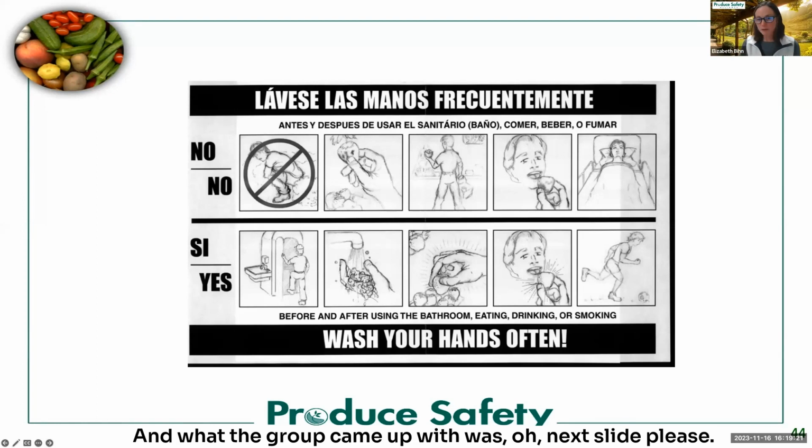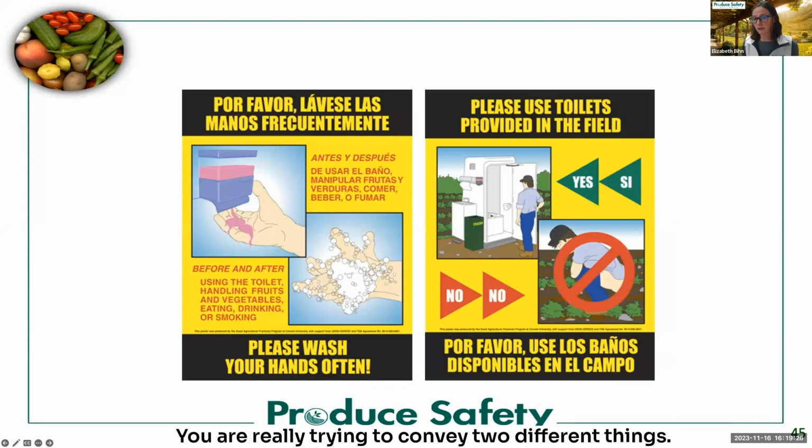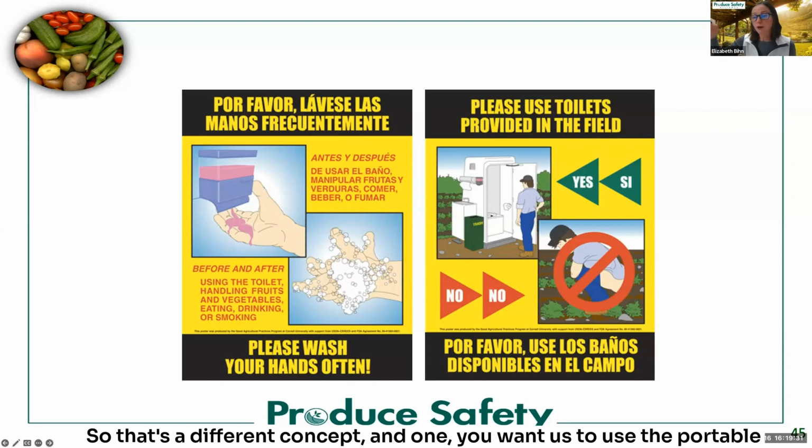And what the group came up with was, oh, next slide, please. You are really trying to convey two different things. One, you want us to wash our hands. So that's a different concept. And one, you want us to use the portable toilets.